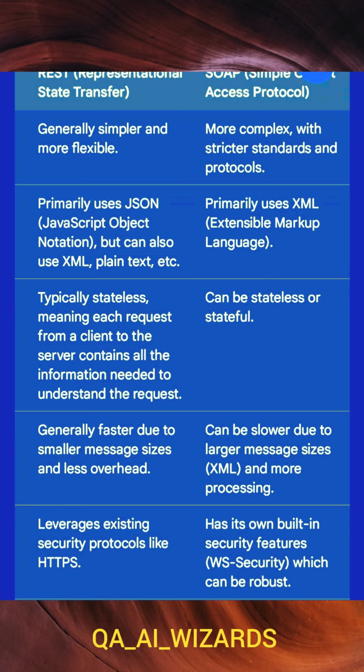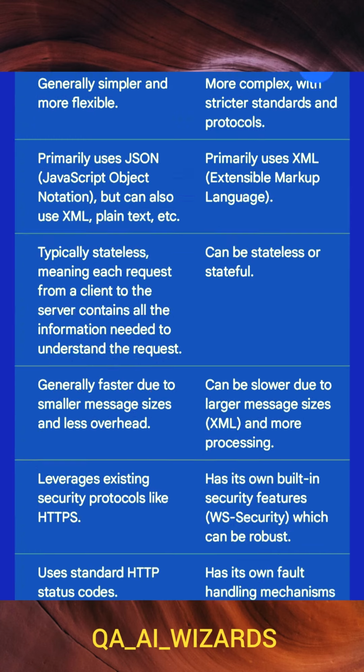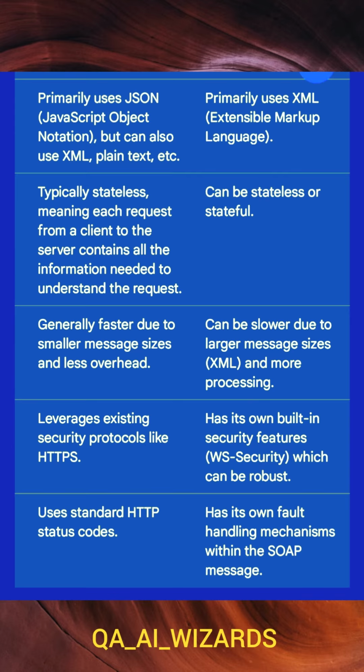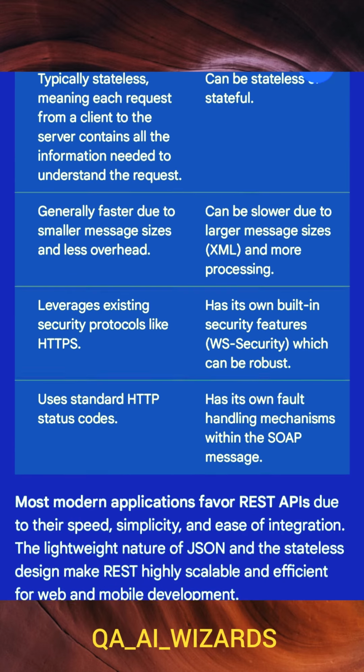Security. REST leverages existing security protocols like HTTPS. SOAP has its own built-in security features, WS-Security, which can be robust. Error handling. REST uses standard HTTP status codes. SOAP has its own fault handling mechanisms within the SOAP message.